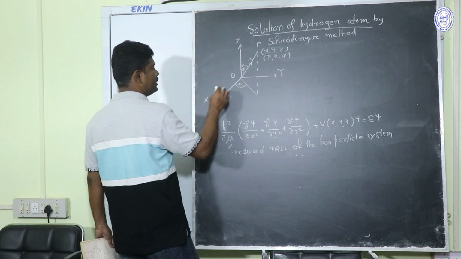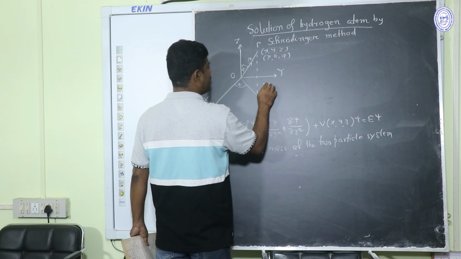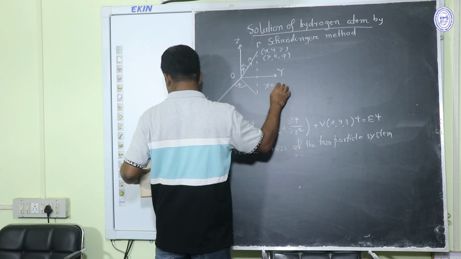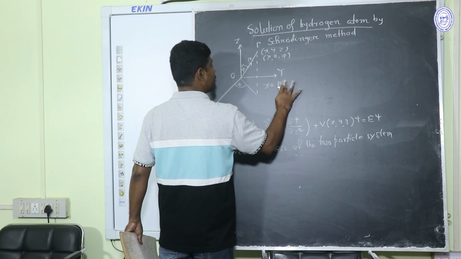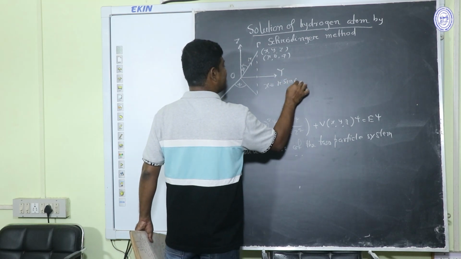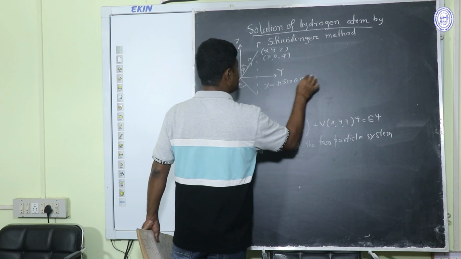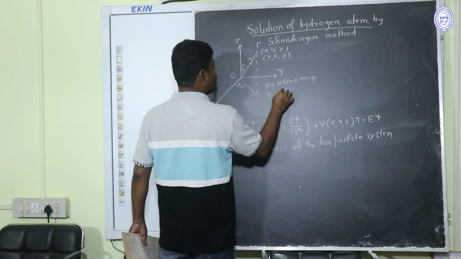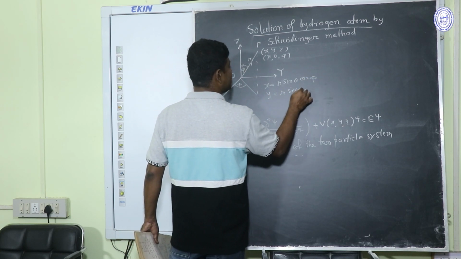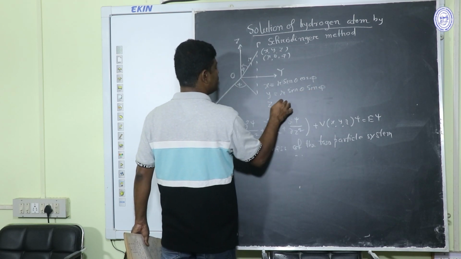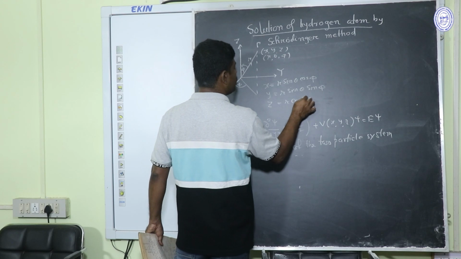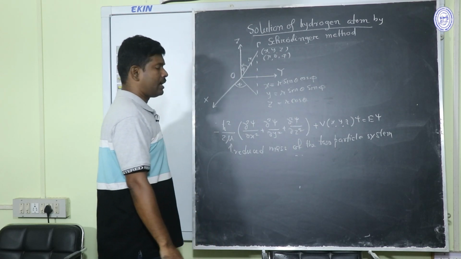So the relation between x, y, z and r, theta, phi is that x is equal to r sin theta cos phi, y is equal to r sin theta sin phi, and z is equal to r cos theta.